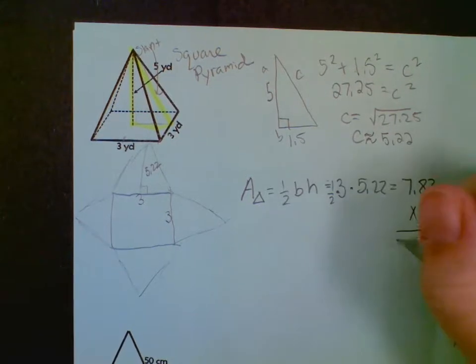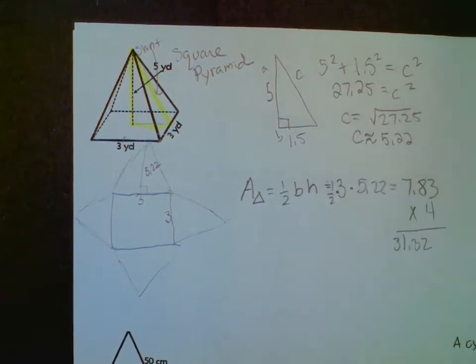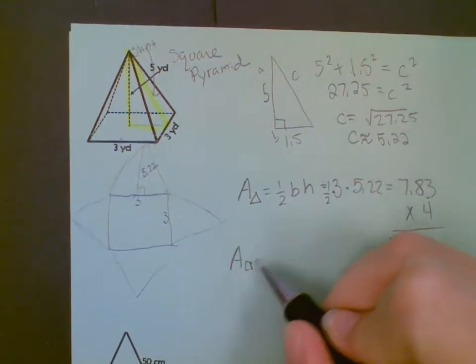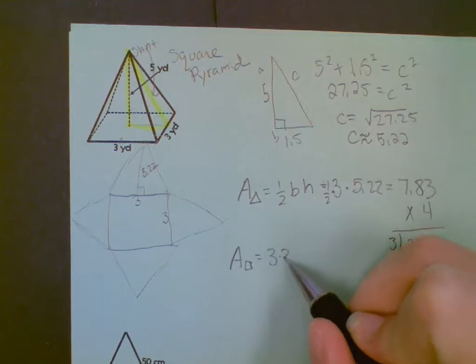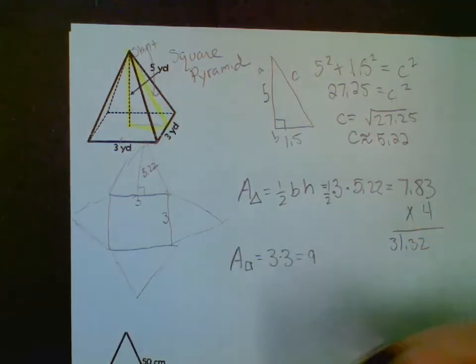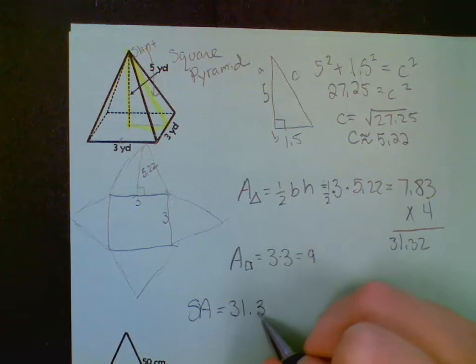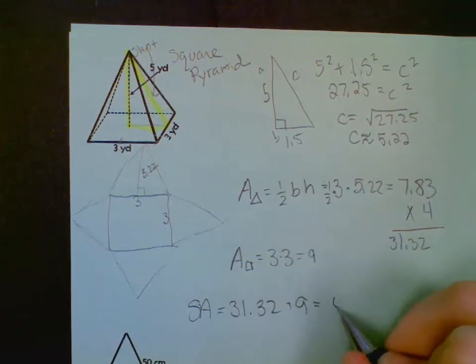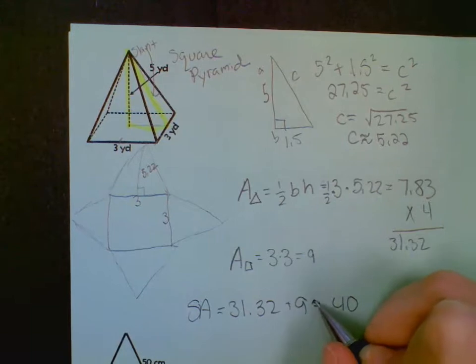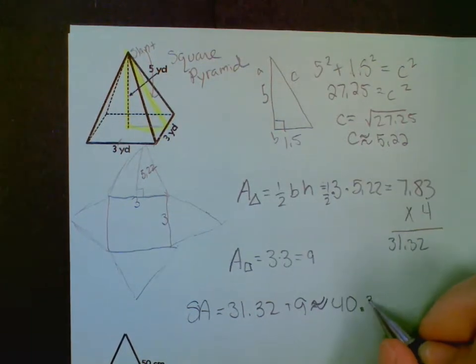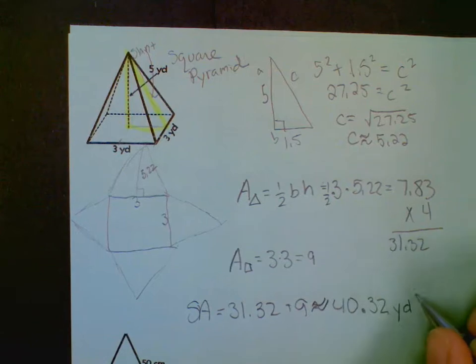So that would be 31.32. So all we have left is that square in the middle, and the area of a square is base times height, so 3 times 3, which is 9. So to find our surface area, we would do 31.32 plus 9. So our surface area is approximately, since we rounded that number way back up there, 40.32 yards squared.